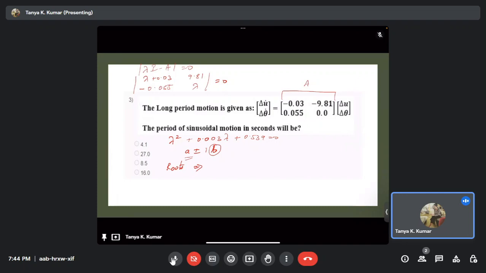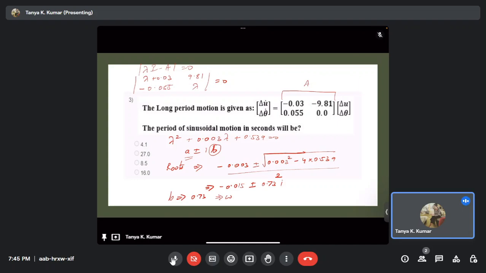So you have roots are minus 0.003 plus or minus square root of 0.003 squared minus 4 into 0.539, all divided by 2. So what are the values? Minus 0.015 plus or minus 0.73i, correct? So this B is 0.73, which is nothing but the frequency.